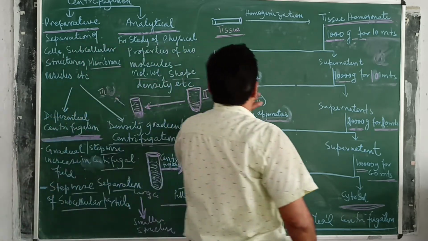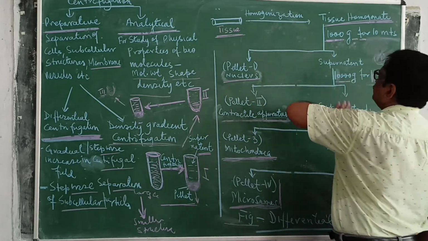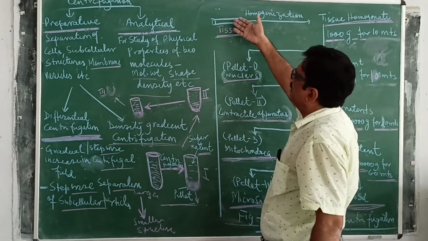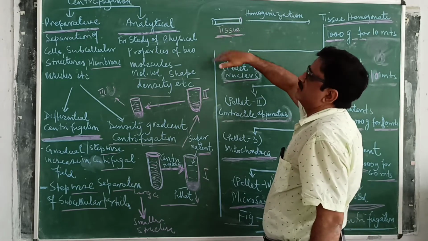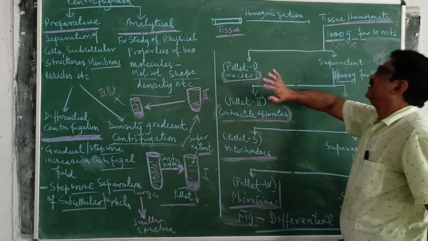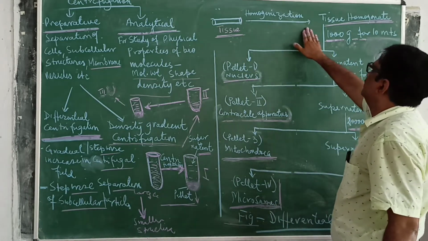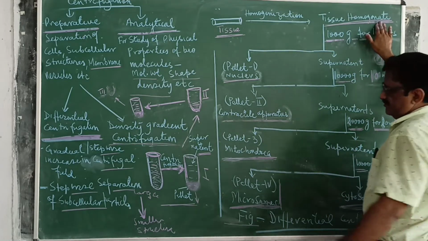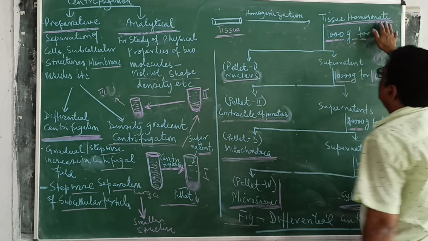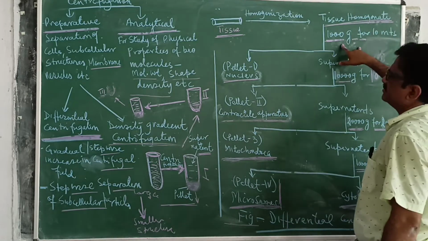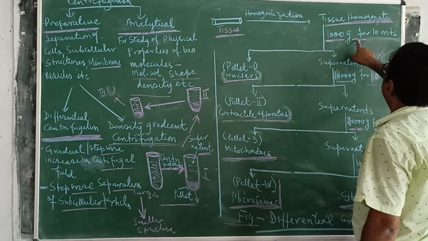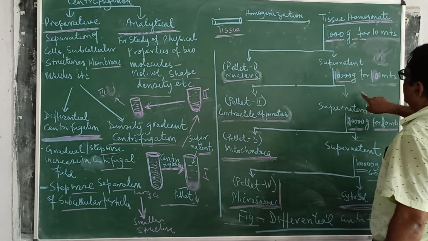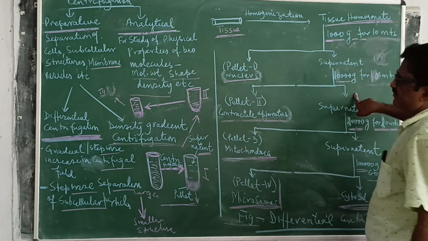We will describe this by a diagram also. Suppose this is a contractile tissue or muscular tissue. First it will be homogenized, and we get a tissue homogenate. This tissue homogenate is taken into a test tube and subjected to a centrifugal field of 100 G for 10 minutes. We have already discussed G, capital G and small g.